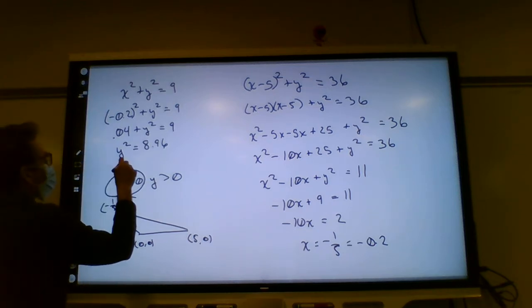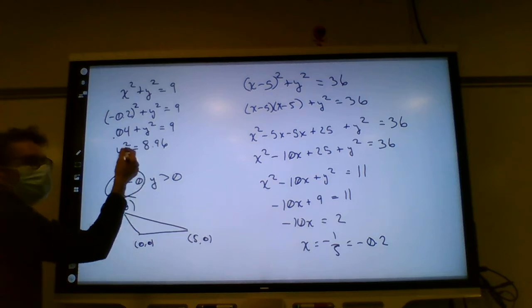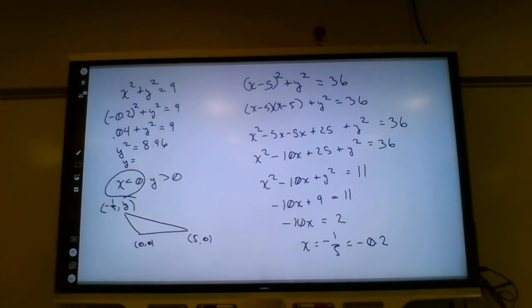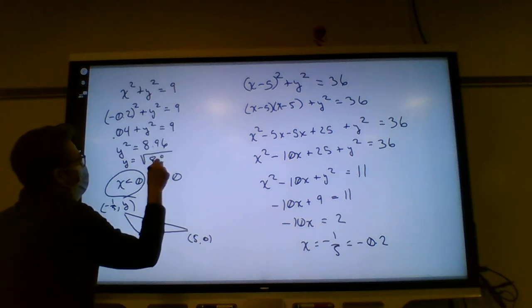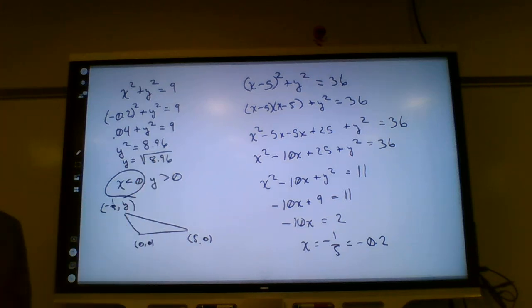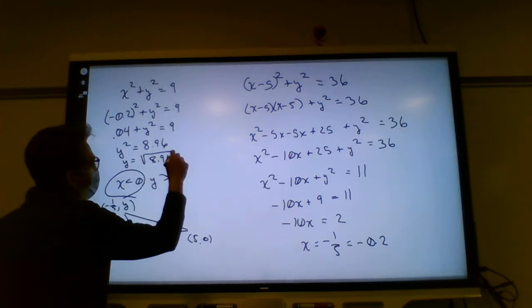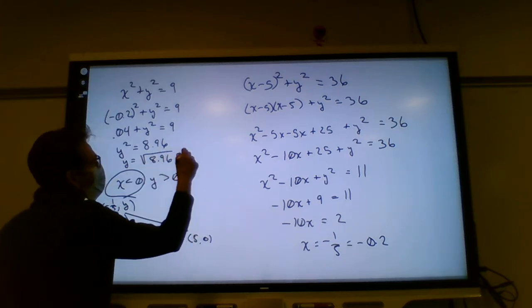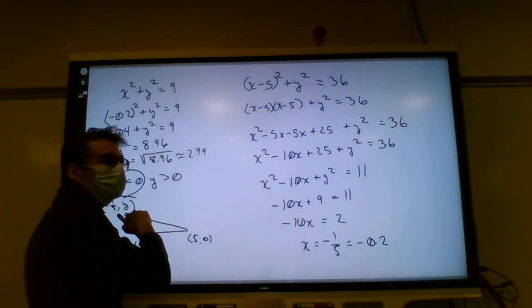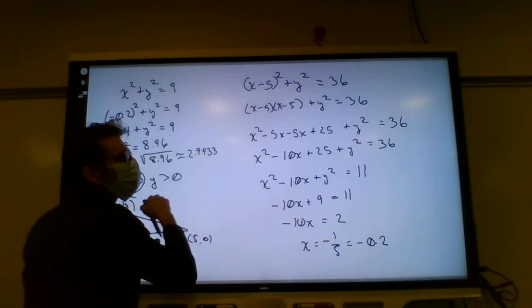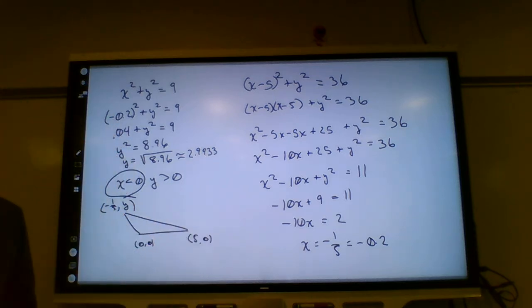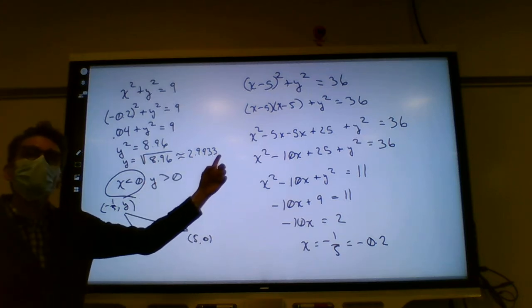So what is y? Since y is positive, we only need the positive portion of this. So what is y? Square root of that. Square root of 8.96. What is the square root of 8.96? 2.99. Let's go a little bit further. 2.9933, almost 3, right? Because this is almost 9, so it's almost 3.